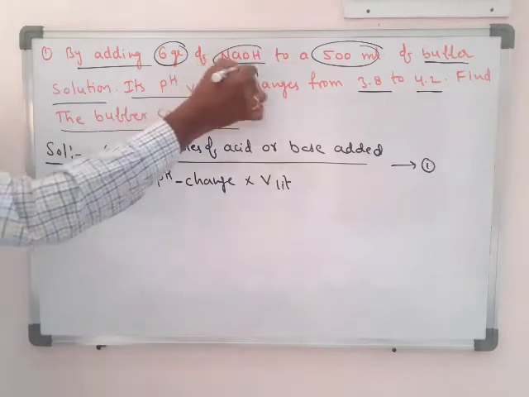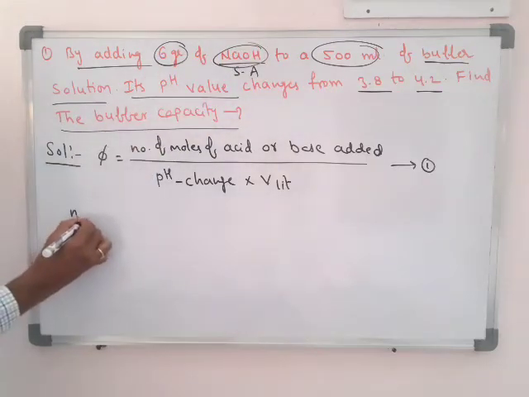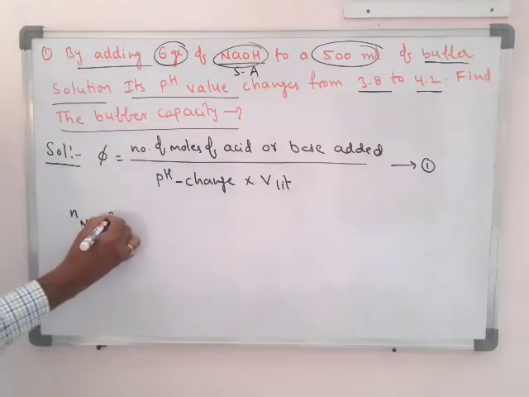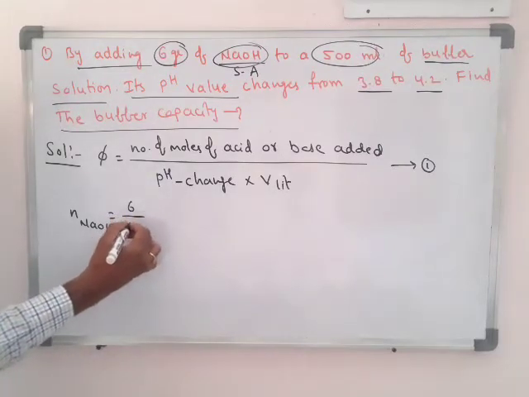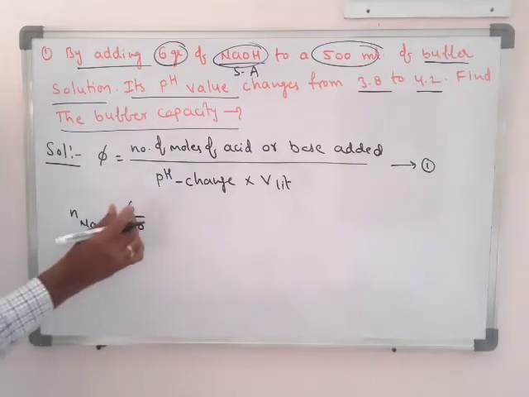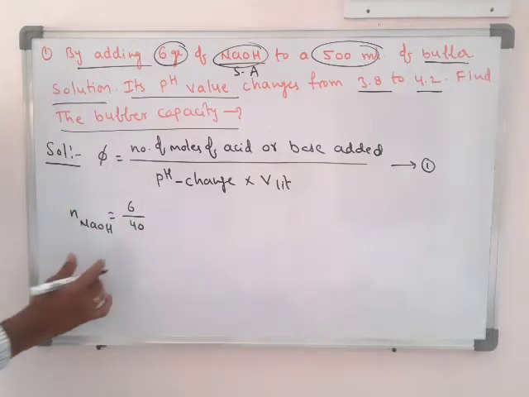Here it is given a base. So the number of moles of sodium hydroxide is weight by molecular weight. Okay, what is the weight? The weight of the compound is given as 6. Its molecular weight, we know that it's 40. Okay, just write it like that only.